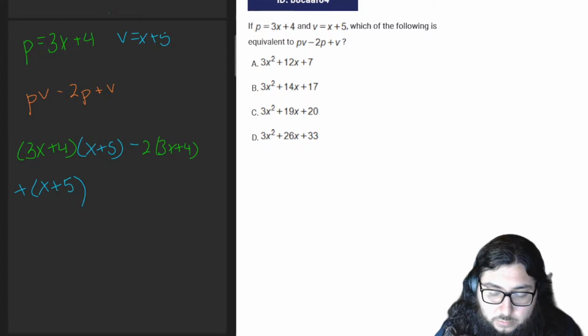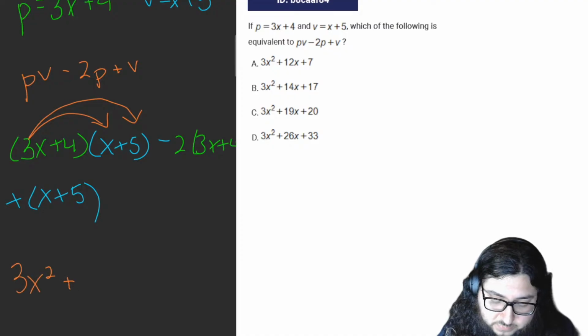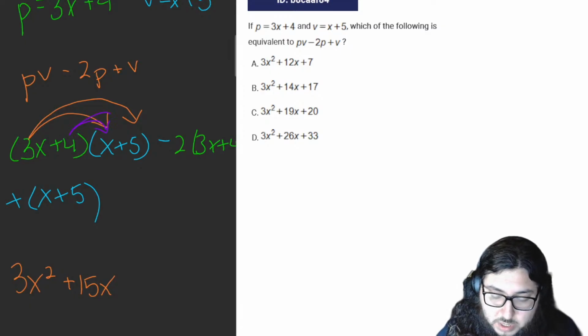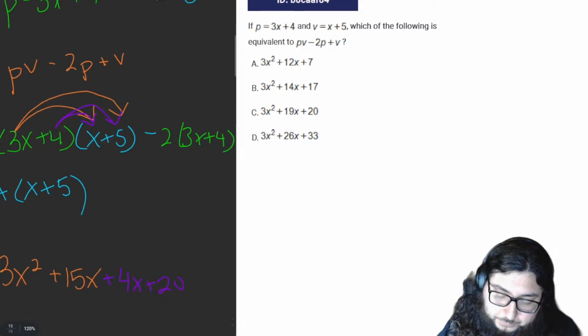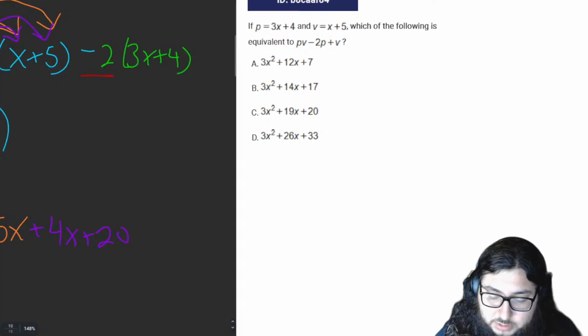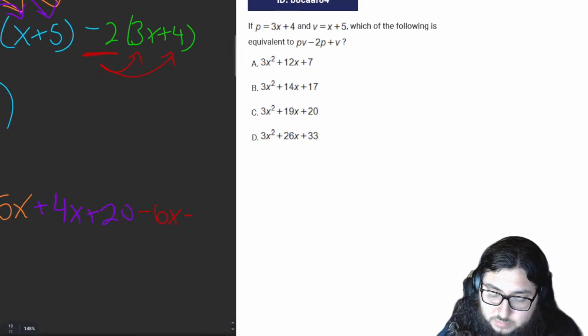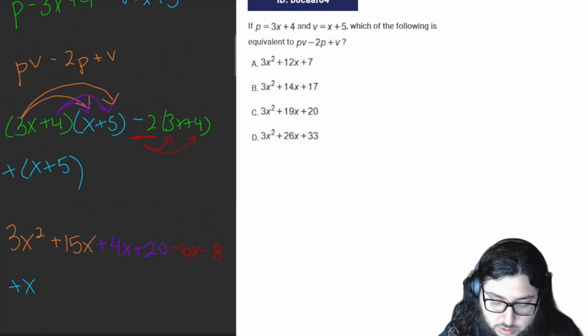So first we have to FOIL this out. 3x times x and 3x times 5. 3x times x is 3x squared. 3x times 5 is 15x. Next, we FOIL out 4 times x, which is 4x, and 4 times 5, which is 20. So plus 4x plus 20. This part, minus 2 distributes to 3. That's minus 6x. Minus 2 distributes to 4, which is minus 8. Finally, plus x plus 5, so we write plus x plus 5.